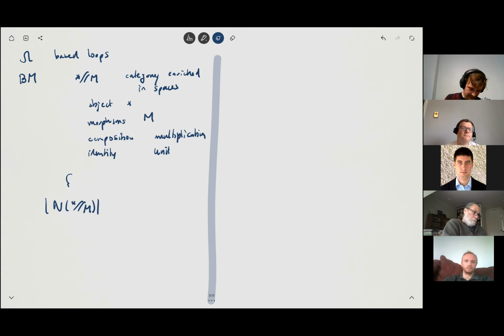Now, the point is that there are many techniques for understanding BM, or spaces that look like BM.